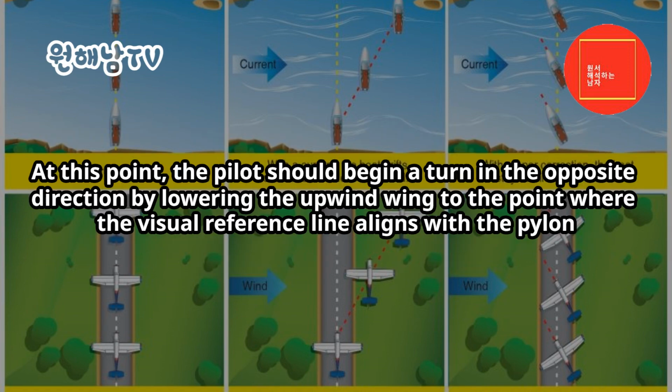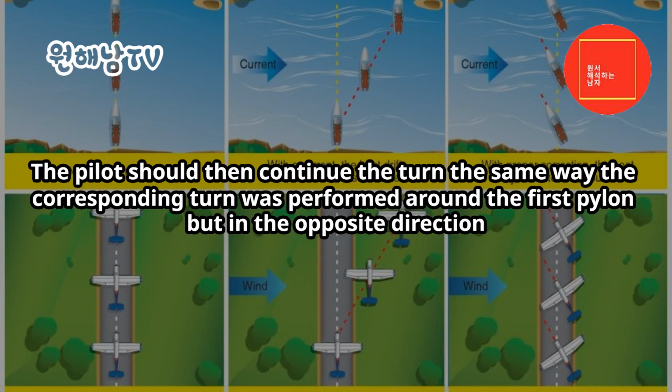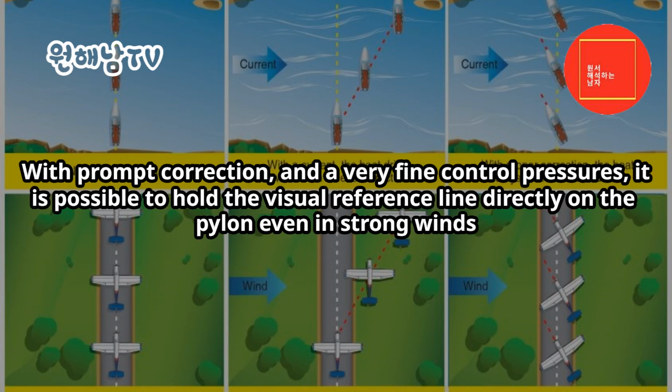At this point, the pilot should begin a turn in the opposite direction, by lowering the upwind wing to the point where the visual reference line aligns with the pylon. The pilot should then continue the turn the same way the corresponding turn was performed around the first pylon, but in the opposite direction. With prompt correction and very fine control pressures, it is possible to hold the visual reference line directly on the pylon even in strong winds.